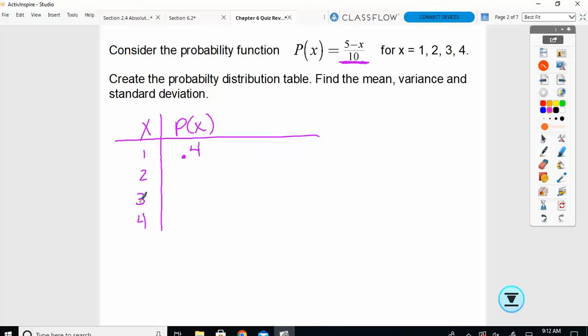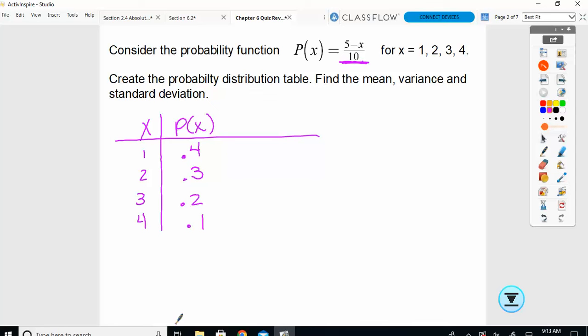So if I put in a 1, I get 4 over 10, 0.4. If I put in 2, I get 3 over 10, or 0.3. If I put in a 3, I get 2 over 10, so 0.2. If I put in a 4, I get 1 over 10, which is 0.1. How do you know this is a probability distribution? They're all between 0 and 1, and they add up to 1.